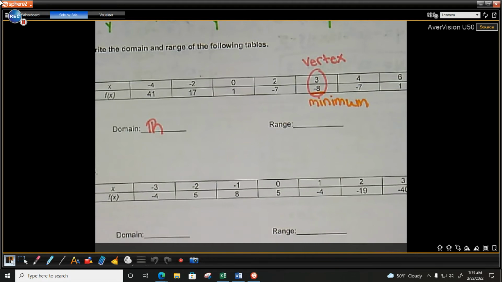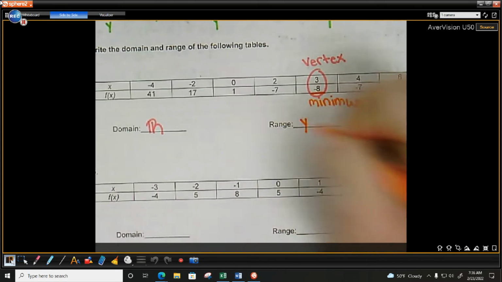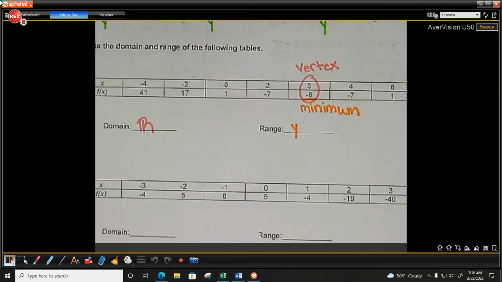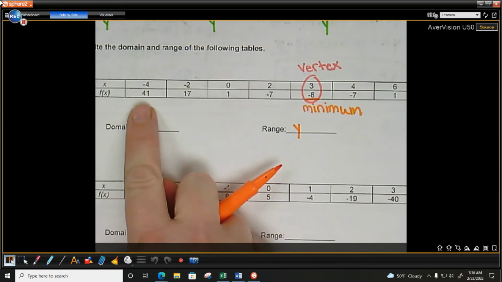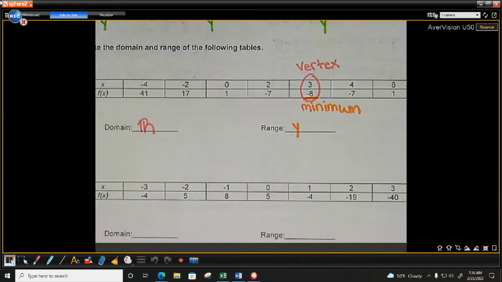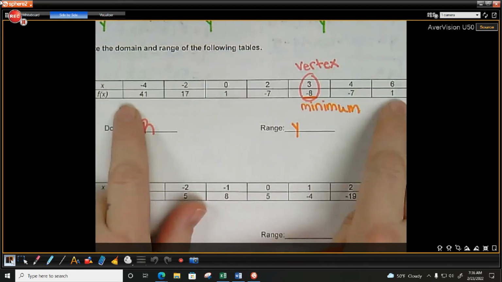Okay, so there's only one bound. When you only have one bound, I'm going to use my y. If it's a minimum, that's a bottom. So all the y values are, that's not a negative, 41's positive. But bigger or smaller? They're all bigger. If you have a minimum, that's the bottom. So all the y values are bigger. All of these y values are bigger than -8.